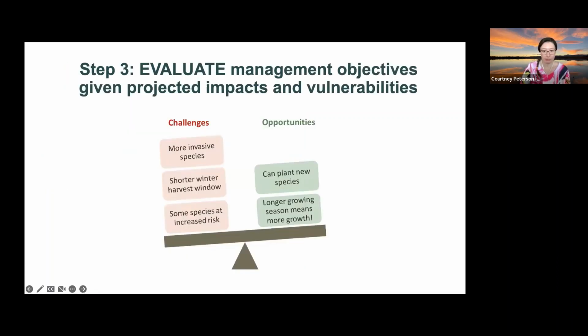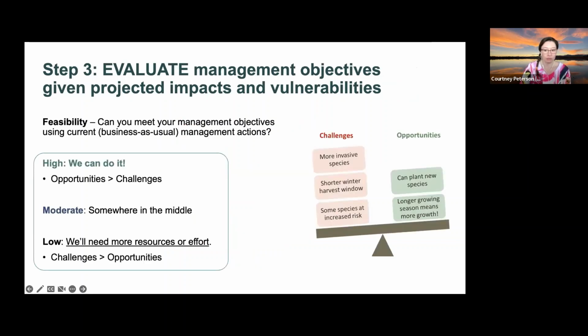And so in this step, as we're thinking about those challenges and opportunities, we can really start to evaluate and weigh, do we have more challenges or do we have more opportunities? And how are the odds really stacked up against us or not, to evaluate the feasibility of achieving our goals and objectives? And so we can really start to think about, can feasibility be determined over both the short and the long term, given these different management challenges and opportunities from climate change?